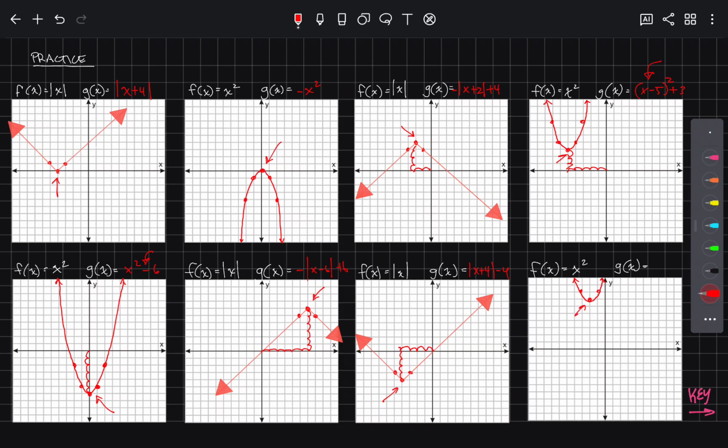Here you can see this point in the parent function should be at 0, 0. It's facing upwards, so it's still positive. That means we have a shift of 1, 2, so x plus 2. And then we have a vertical shift of 1, 2, 3, 4, 5, 6, 7, plus 7. These are the basics behind how these transformation rules are being applied.